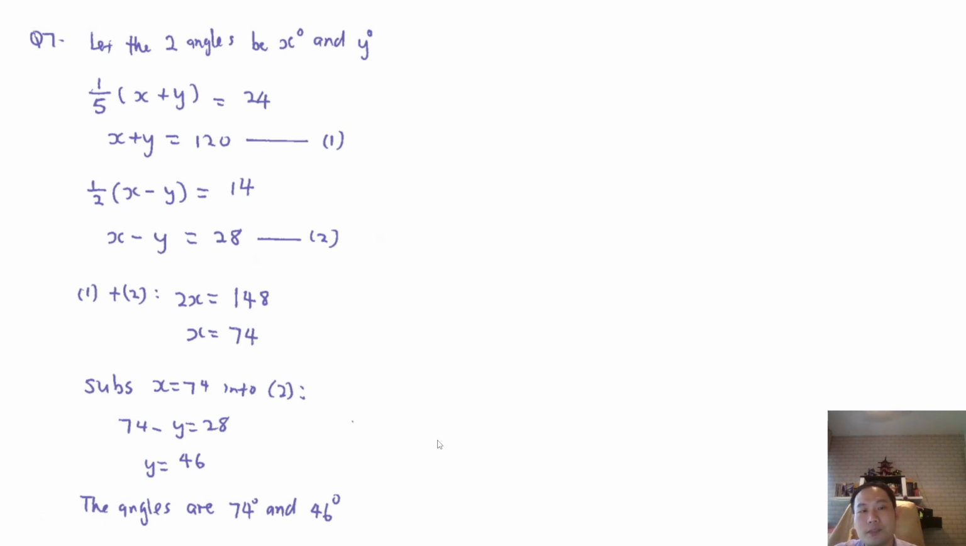Now, at this point, we need to remember that we are trying to find the angles, which is what the question wants us to do. The question did not want us to find the value of x, did not want us to find the value of y. We just translated it on our own to x and y so that we can apply the technique of simultaneous equations. We need to answer the question, right? So final statement, let's write it down. Therefore, the angles are 74 degrees and 46 degrees. So this is the complete presentation that you should minimally have to answer this type of question.